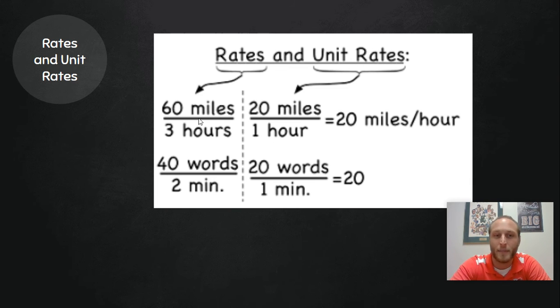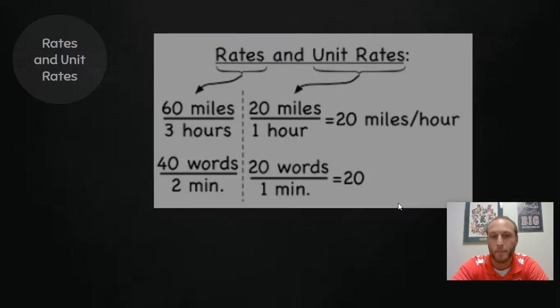Because if I drive 60 miles in 3 hours, that means I'm really driving 20 miles per hour. In this case, if I'm typing 40 words in 2 minutes, I know that my unit rate is 20 words in 1 minute. All right, we want to keep that denominator at 1. So when we're finding unit rates, we're trying to keep that denominator to 1. So in this case, I have 1 hour, and in this one, I have 1 minute.